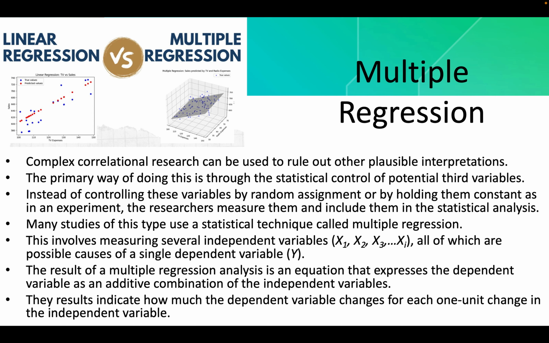The primary way of doing this is through the statistical control of potential third variables. Instead of controlling these variables by random assignment or by holding them constant as in an experiment, the researchers measure them and include them in the statistical analysis. Many studies of this type use a statistical technique called multiple regression. This involves measuring several independent variables, all of which are possible causes of a single dependent variable. The result of a multiple regression analysis is an equation that expresses the dependent variable as an additive combination of the independent variables.